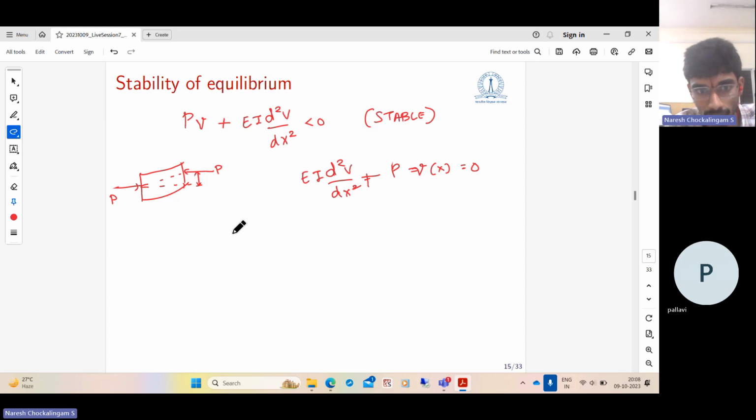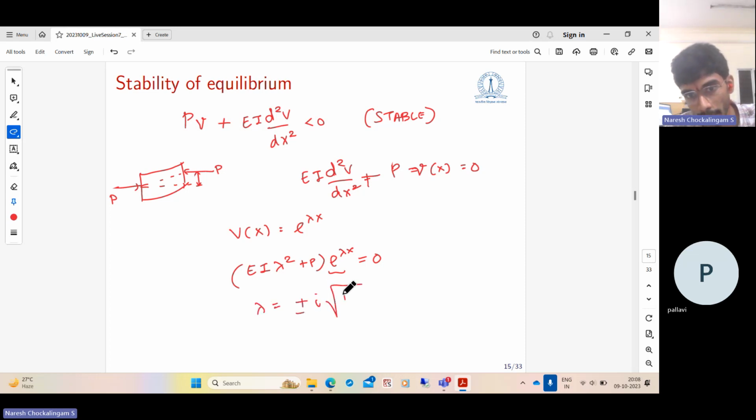So assume V of x is of the form e power lambda x, and then substitute in the governing equation. We get EI lambda square plus P into e power lambda x equal to 0. E power lambda x cannot be equal to 0. Therefore, lambda is equal to plus or minus i root P by EI. Let us call it plus or minus i omega. So e power i omega can be written as cos omega.